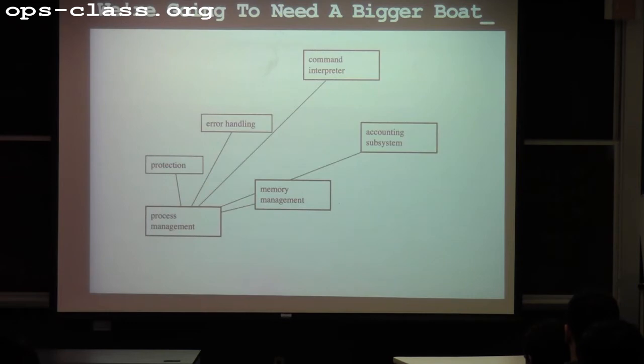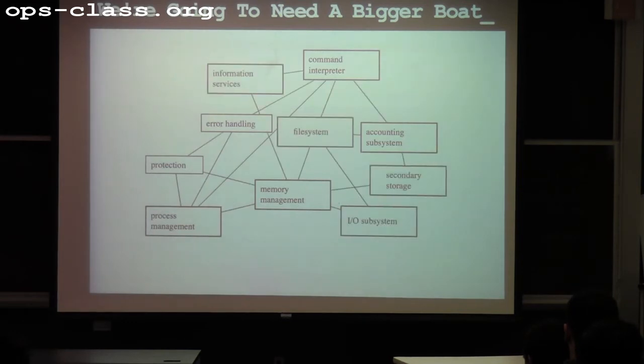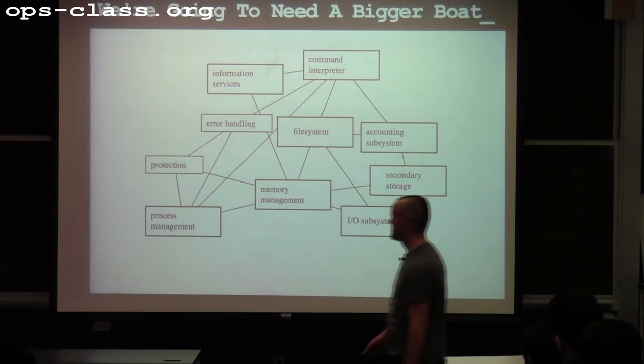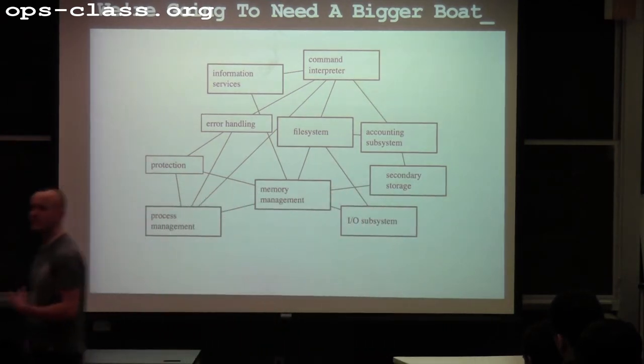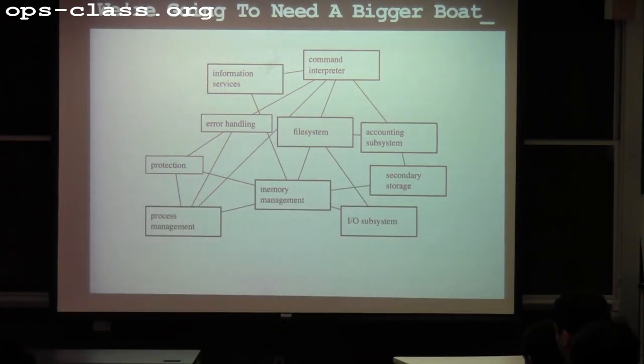So things start to get kind of... is there more? No, that's it. There could be more, right? I think this was a simple diagram I found somewhere on the interweb. But there's a lot of different pieces of functionality that operating systems have to provide, right?